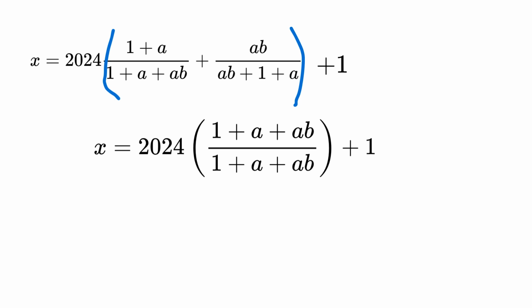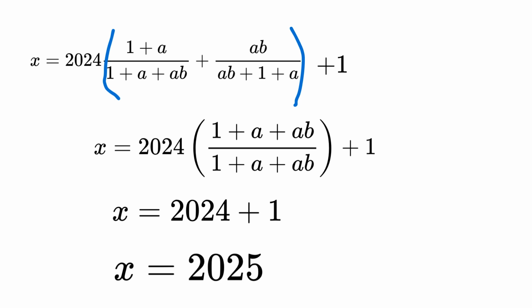The 1 plus AB in the numerator and 1 plus AB in the denominator will be cancelled out. Then we get 2024 plus 1. Then we get our answer as 2025. And that's how a scary looking problem turns into a beautiful answer, 2025.